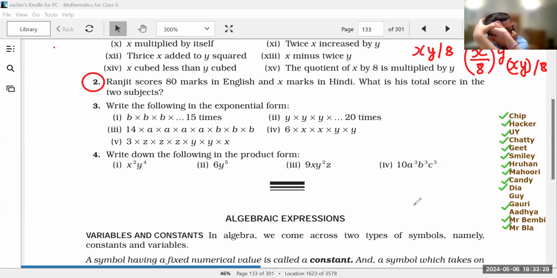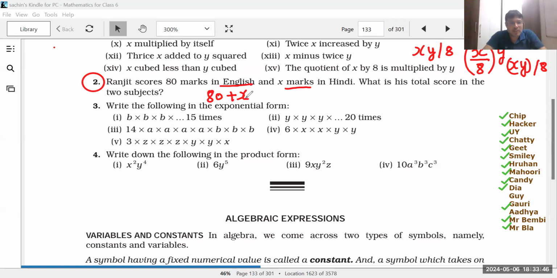Okay, sir. There are many ways of writing in algebra. Yes, the sleeping guy, the sleeping guy. Sir, I'm writing. 80 marks in English, in Hindi 80 plus X. No, beta, no. Don't sleep in my class. Sir, I wasn't sleeping.